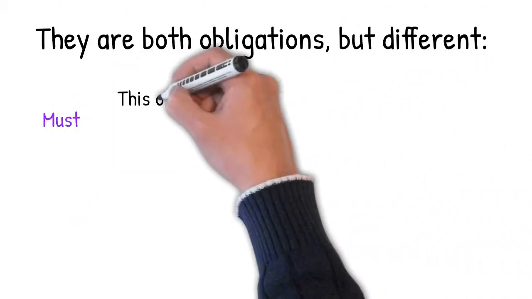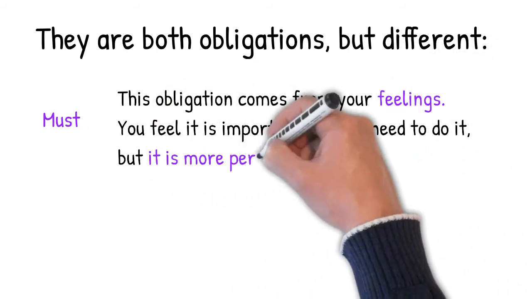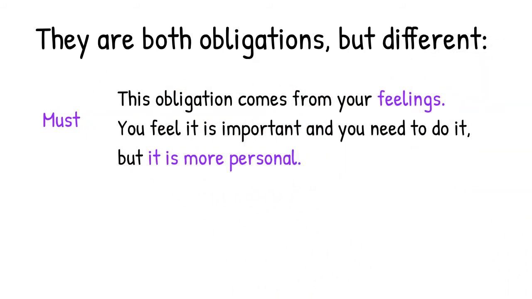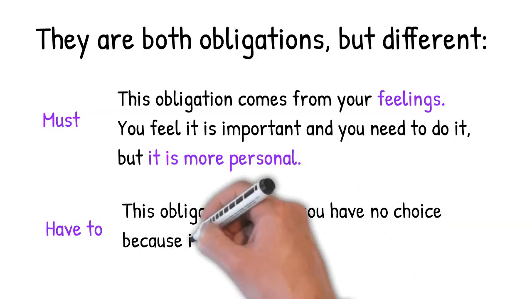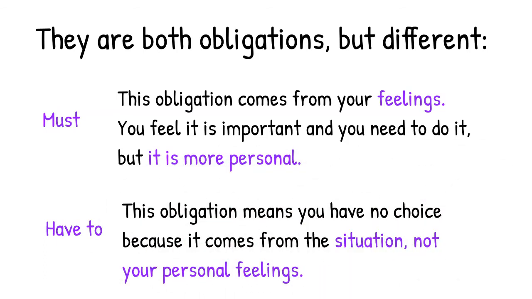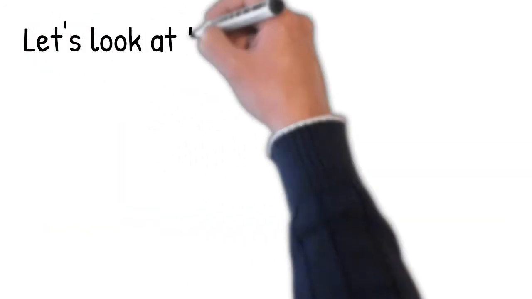So they are both obligations, but they're different. So let's look at how they're different. Must. This obligation comes from your feelings. You feel it is important and that you need to do it, but it is more personal. It's your personal feelings. Have to. This obligation means you have no choice because it comes from the situation beyond your control, not your personal feelings. So must is personal feelings and have to is it comes from the situation.